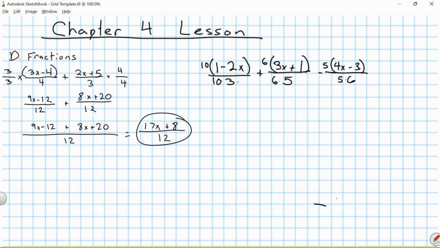We did completely interrupt this problem. I should have waited until we finished it. But here we go. In this problem, we're creating a common denominator for all three of these fractions. We need to multiply each fraction by something different so that we get 30 in the bottom. The first fraction we're multiplying by 10, and I need to distribute that 10 to both terms, the 1 and the negative 2x. That's going to give me 10 minus 20x.